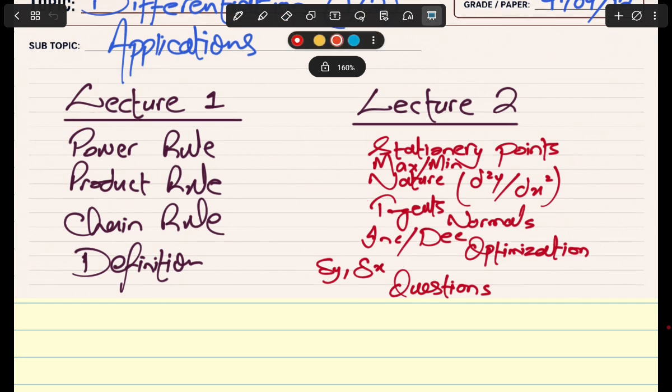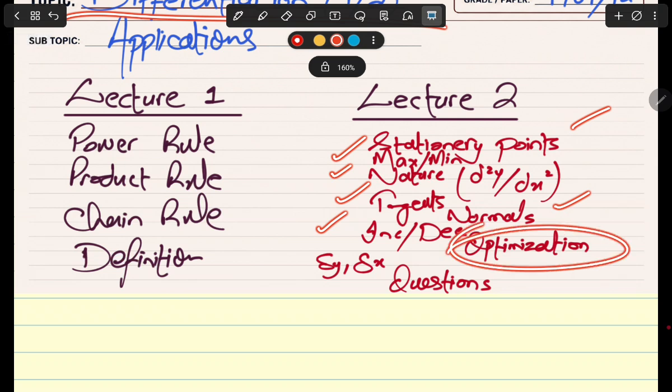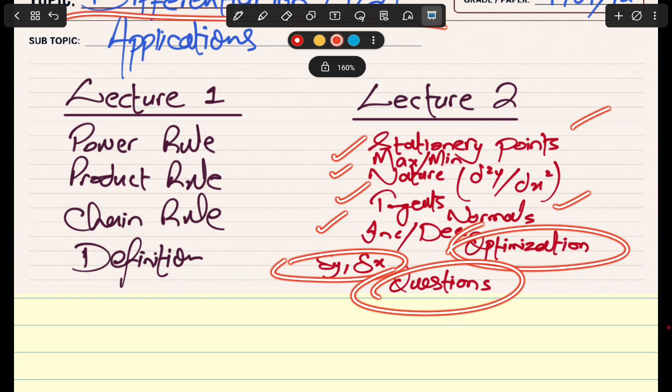So let's begin. Today we are going to do the stationary points, the maximum and minimum points of the curve, the nature of those turning points, whether that's a maximum or a minimum, the tangents, the normals, whether the function is increasing or decreasing using the rules of differentiation. We are also going to learn optimization, the related rates, and Cambridge mixed questions. So if you've completed the previous lecture, then today's lecture is where mathematics actually becomes fun.